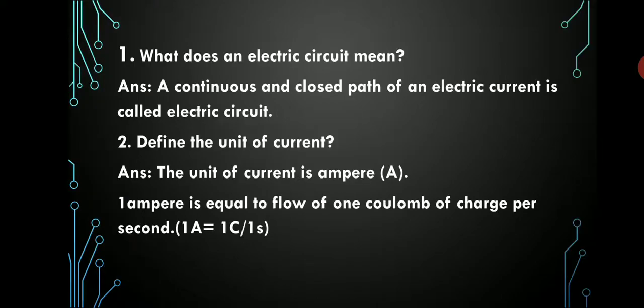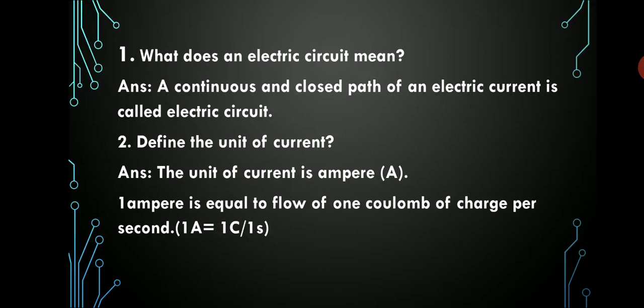Okay. So, the first one: what does an electric circuit mean? What is the meaning of electric circuit? An electric circuit is a continuous and closed path of an electric current. Circuit is nothing but a path for the flow of electrons. Mainly there are two kinds of electric circuit: one is closed circuit and the other is open circuit. In a closed circuit, the current flows, and when the circuit is open, the current does not flow.